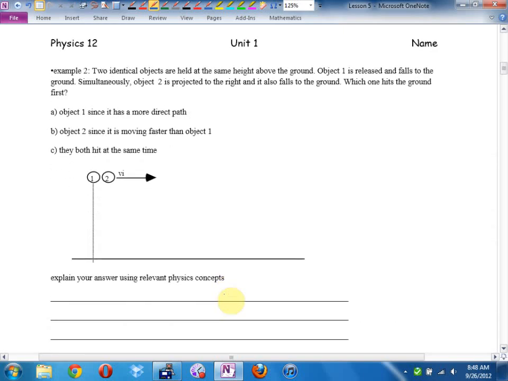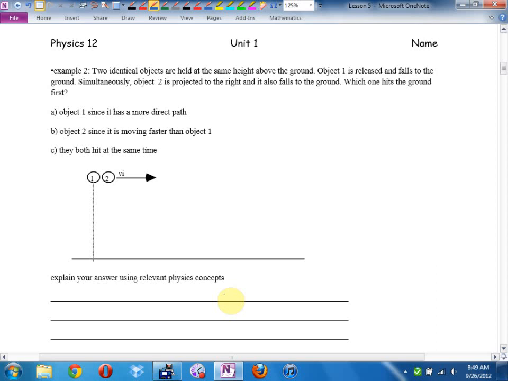So, what does that mean? Well, example 2. Suppose we had 2 identical objects which are held at the same height above the ground. Object 1 is released and it falls to the ground. Simultaneously, object 2 is projected to the right and it also falls to the ground. Which one hits the ground first?